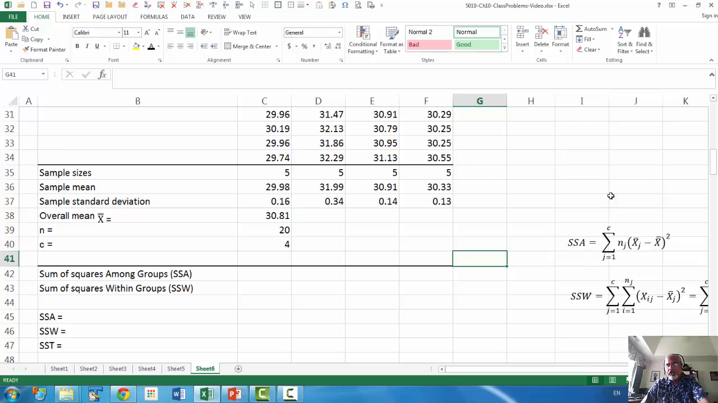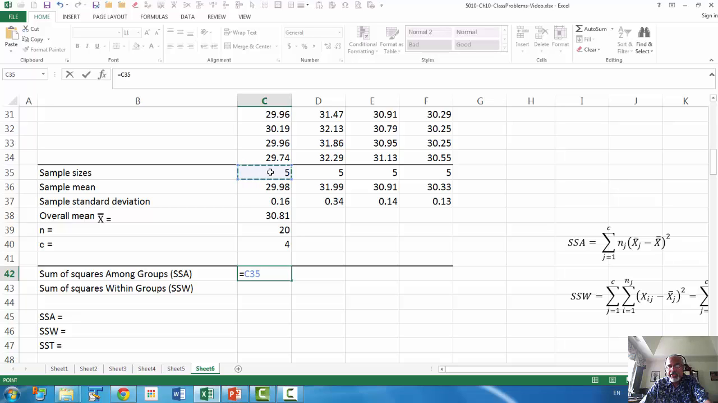So now we can apply the formulas to find the sum of squares. So sum of squares among groups SSA is this. Okay. Now I'm going to do this for each individual sample and then add them all up. So the SSA preliminary computations are each sample size n times sample mean X bar minus X double bar. Now remember, X double bar must always come from C38.